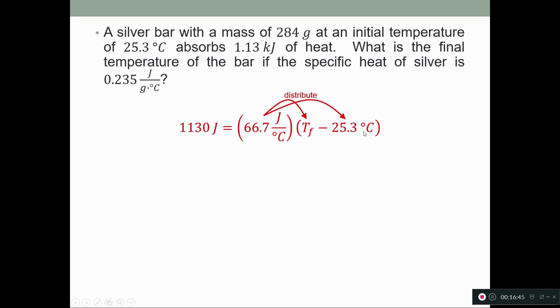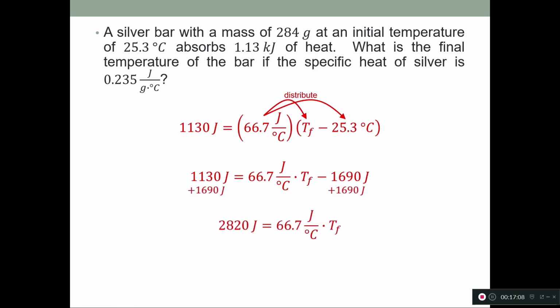And so we'd be multiplying it by this number and multiplying it by this T sub F. So we end up with this right here. And then we're trying to get T sub F by itself. So the first thing we can do is just add the 1690 joules to both sides, so that we end up with this right here. So then we have this 2820 joules equals 66.7 joules over degrees Celsius times our T sub F.